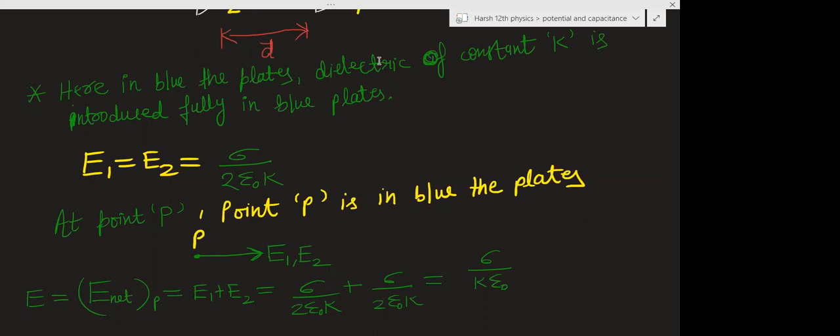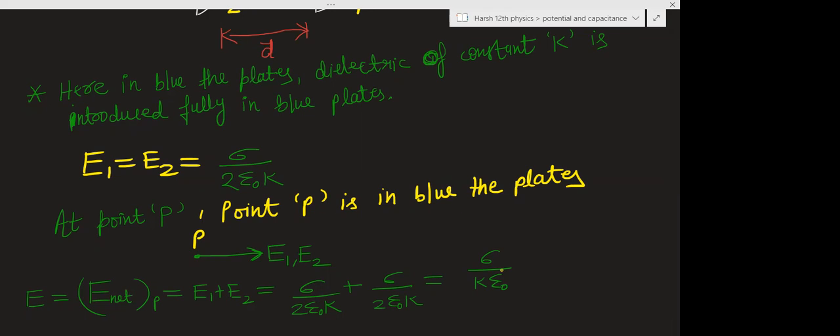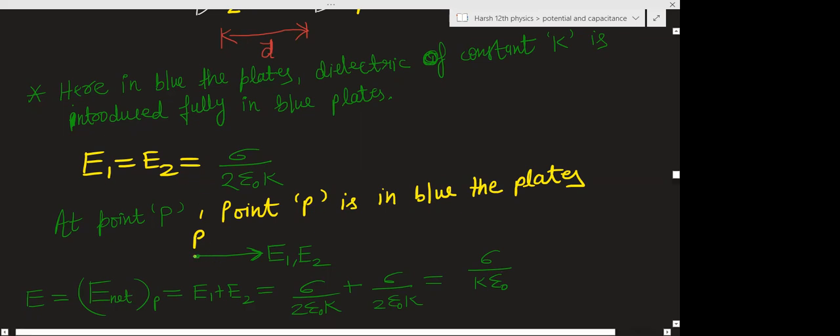This is not 6, this is sigma, the surface charge density. This is not 6. This is point B.